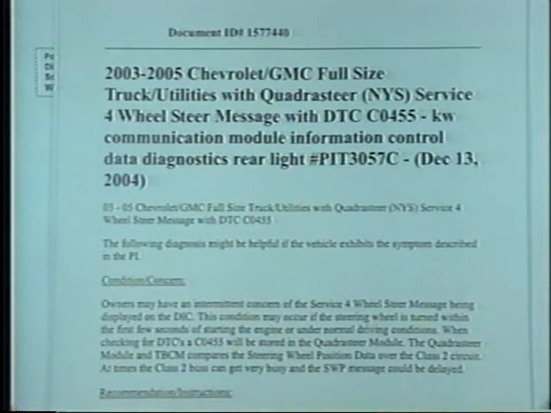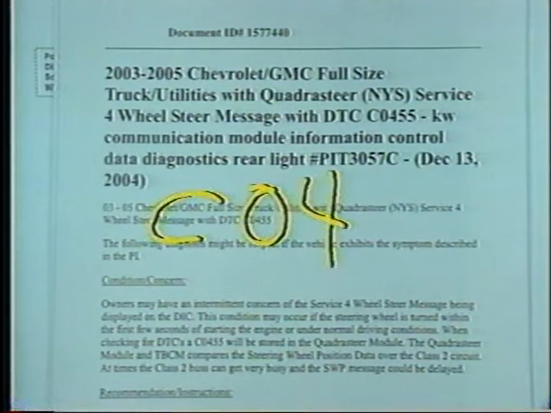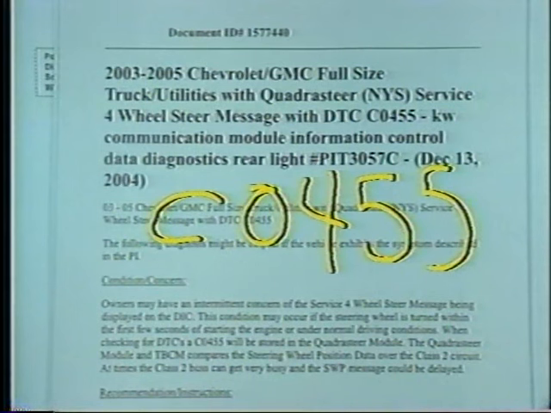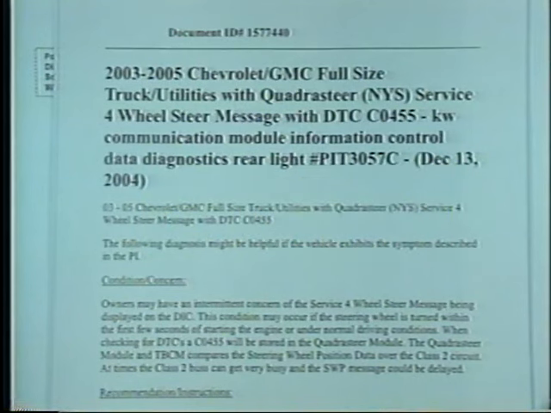Okay, this is fairly recent, December 13, 2004. Now, this is if you have a code specific to the hand wheel position sensor, the steering wheel position sensor, which would be a C0455. If you have a C0455 and it's due to the customer's driving habits, specifically what can happen is they start the vehicle and immediately start rotating the steering wheel before the rear steering control module has time to initialize with the other modules on the bus. So it sets the code and it'll also shut the system down.